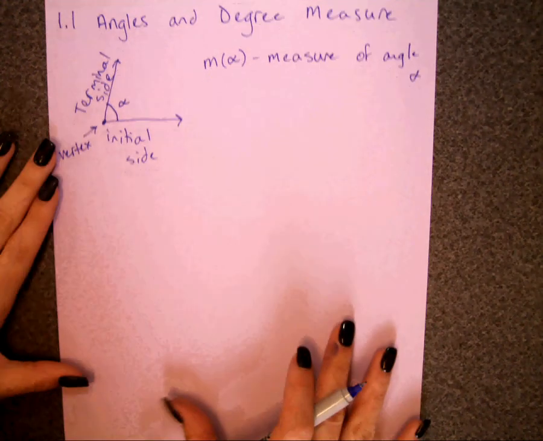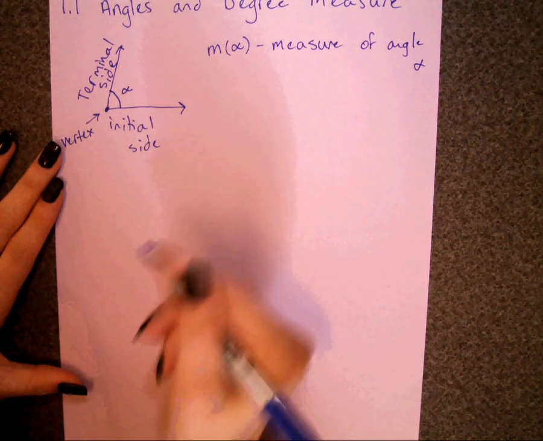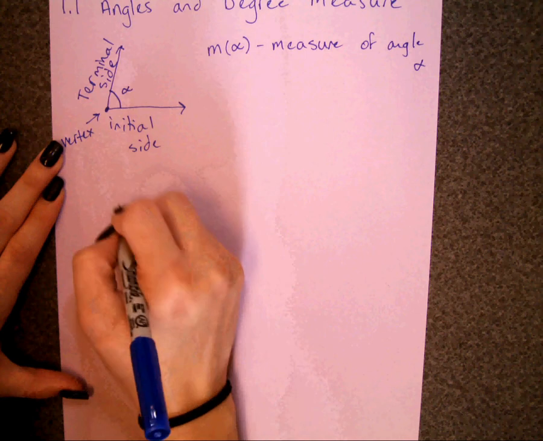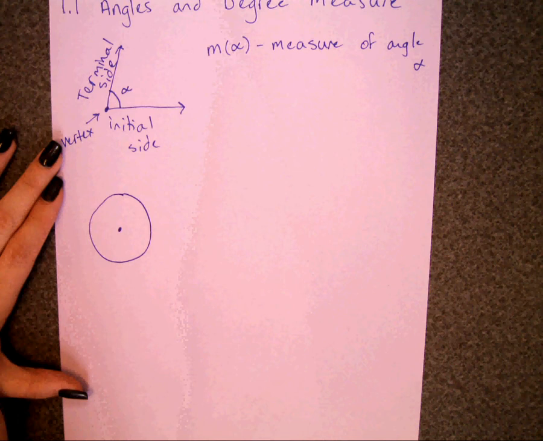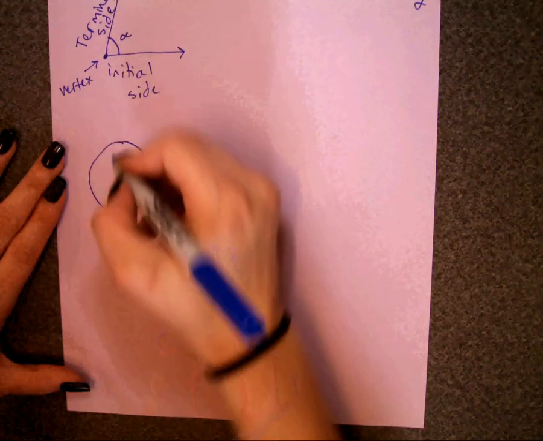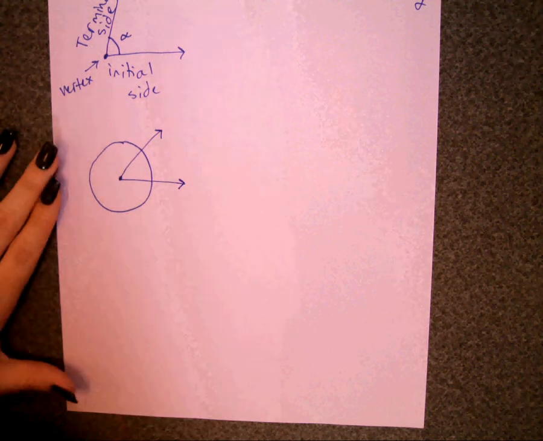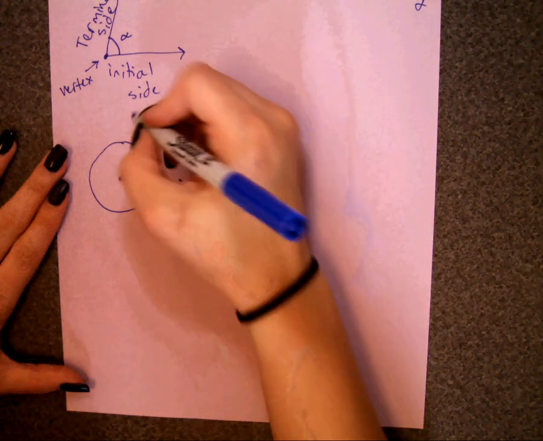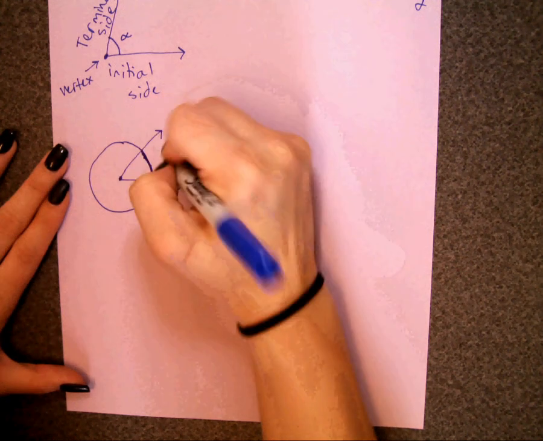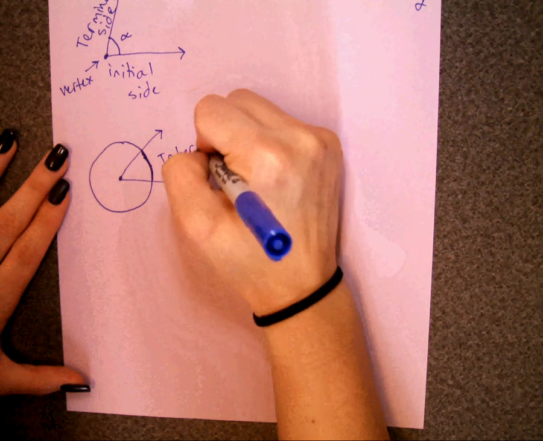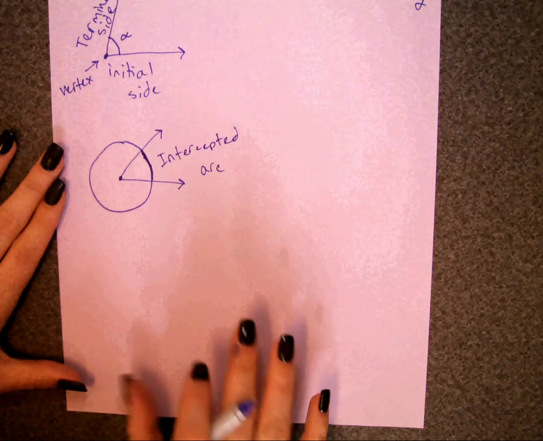So if our vertex, just looking at some vocabulary, if the vertex of our angle becomes the center of a circle, there's the center of the circle, then the portion of the circle that's trapped in between the two sides of my angle. So this piece right here, this piece of the circle, we call the intercepted arc, and we'll look at that again in the next section. Again, just looking at some vocabulary.